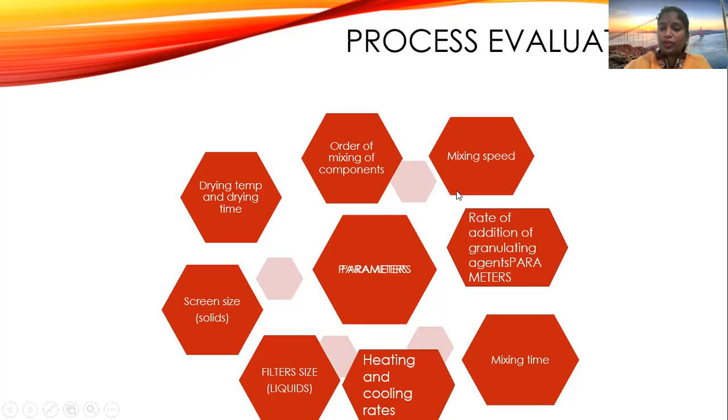The mixing speed, the rate of addition of granulating agents, mixing time, heating and cooling rates, filter size, screening size, drying temperature, and drying time. Very important: if the drying time is too small it will give some defects, and if it is too large it will also give defects. Improper mixing, or an increased mixing speed, will lead to production defects. The order of mixing of the compounds we also have to check. All these parameters we have to check, whether they are within the limits or not.